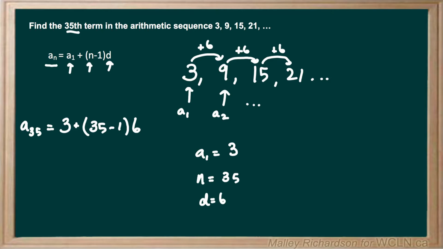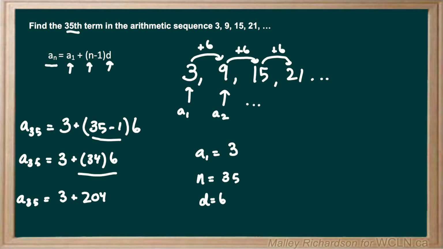So now all we have to do is algebra. We first want to do inside the brackets first. So we still have a of 35 equals 3 plus (35 minus 1, which is 34), all multiplied by 6. And next we have to do multiplication. So 34 multiplied by 6. So a of 35 equals 3 plus 34 times 6, which gives us 204.